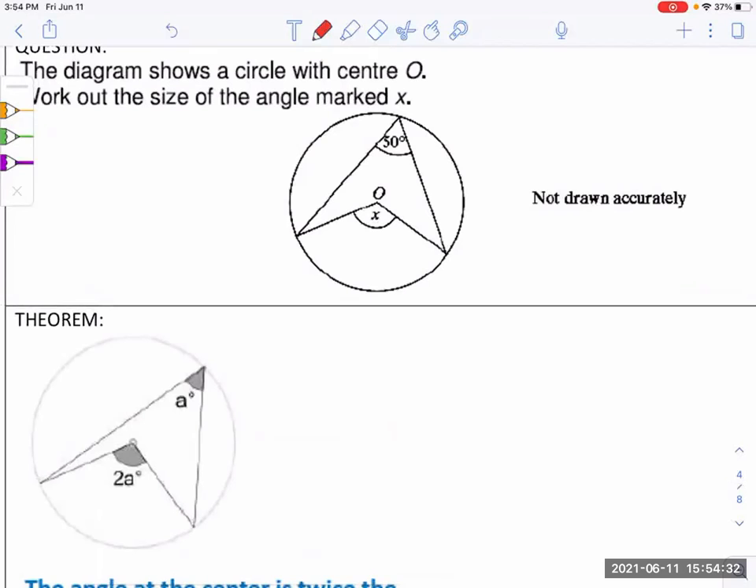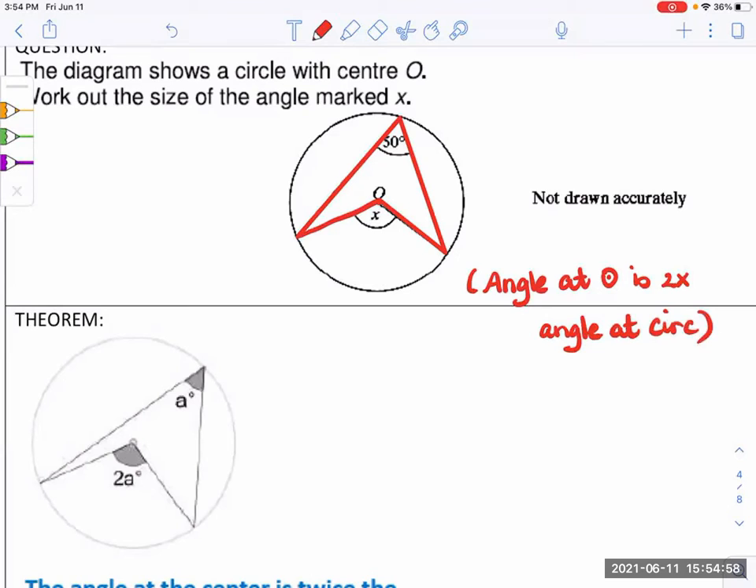Having said that, work out for me what is the measure of angle X. The theorem is the angle at the center is twice the angle at the circumference. So look at the theorem and see if you can figure out the measure of angle X. Does anybody have an answer? 100 degrees, Miss.